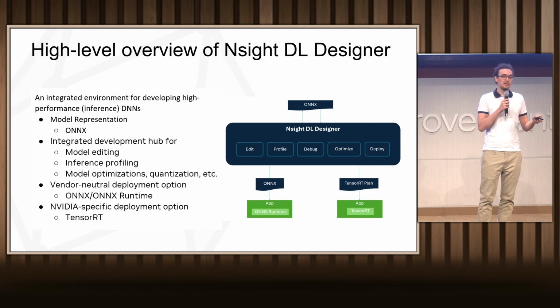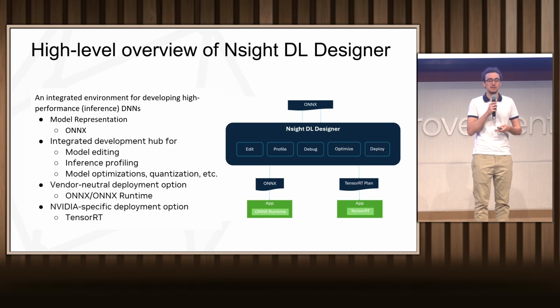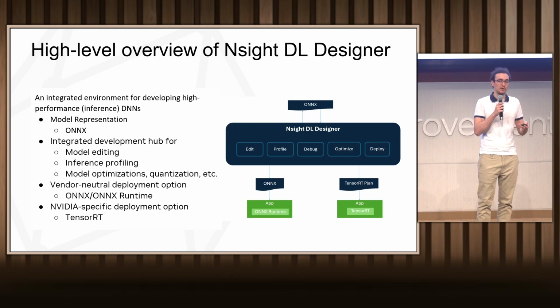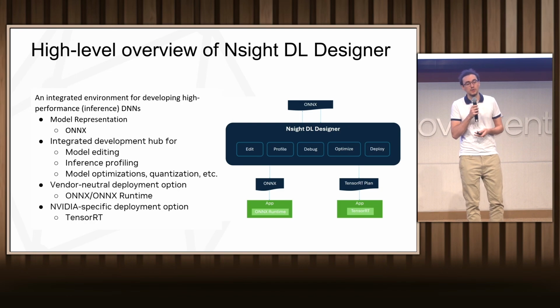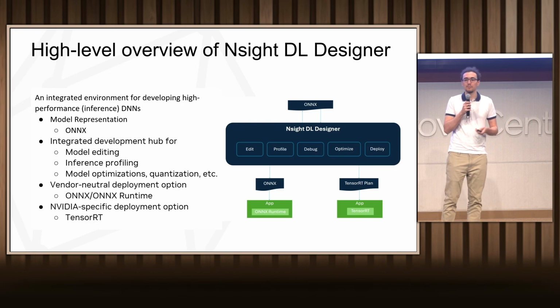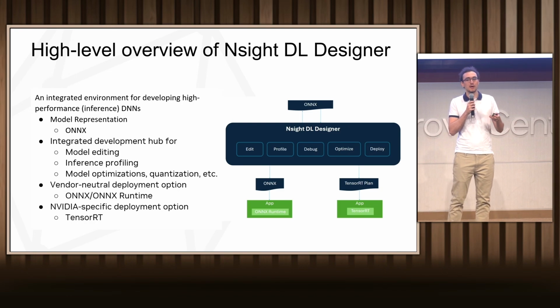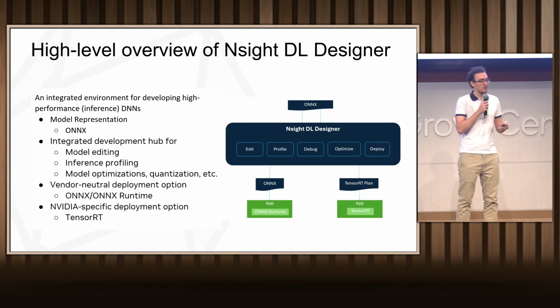The next big feature is to actually profile the model inside of DL Designer. There's an integrated inference profiler, and I'm going to give more details on that later, but it generates a profiler report. Through that profiler report, you can quickly identify the bottlenecks of your network. And it's going to drive the next steps of your workflow, which is essentially debugging or optimizing your model.